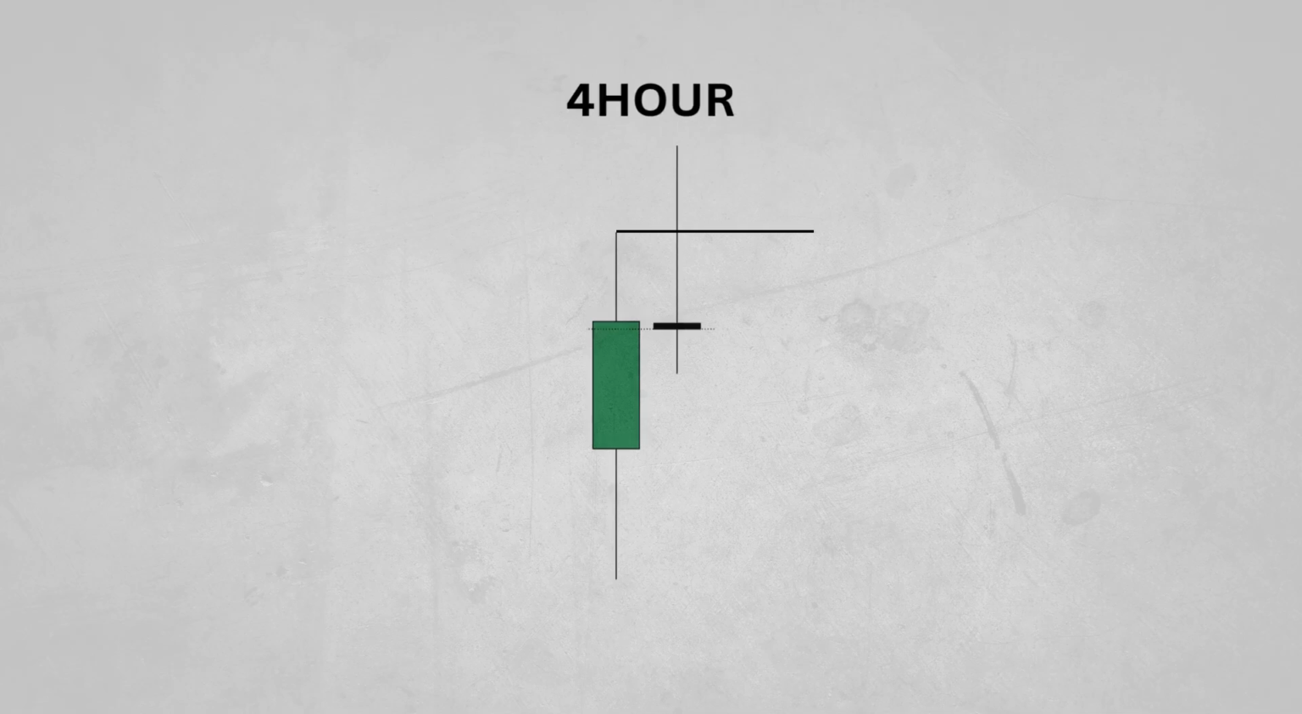Let's go through an example. Here we have a 4-hour candle. We wait to see which side price takes out. And as you can see, price took out the high and then closed below it. That gives us our CRT high. At this point, we expect the market to move down toward the CRT low.